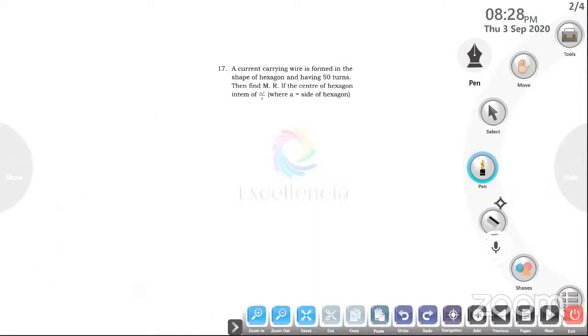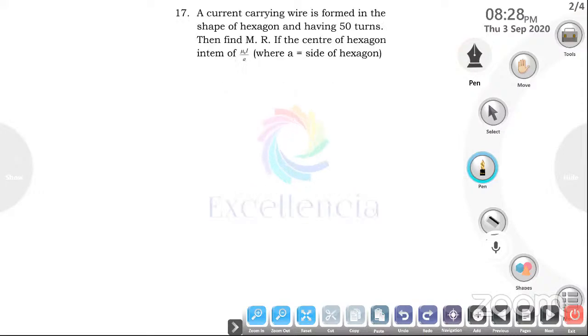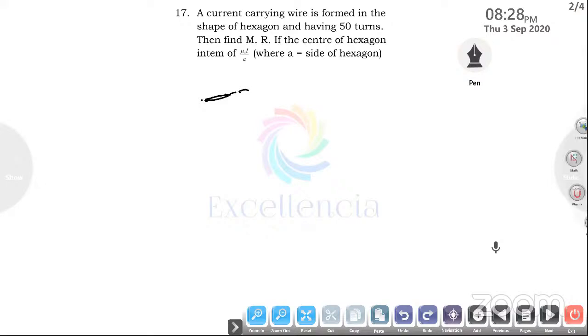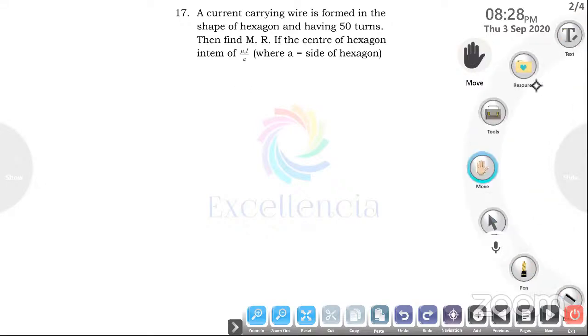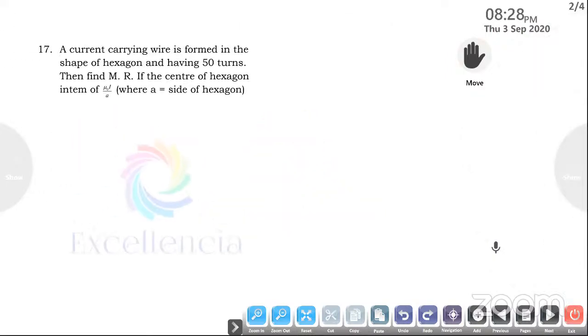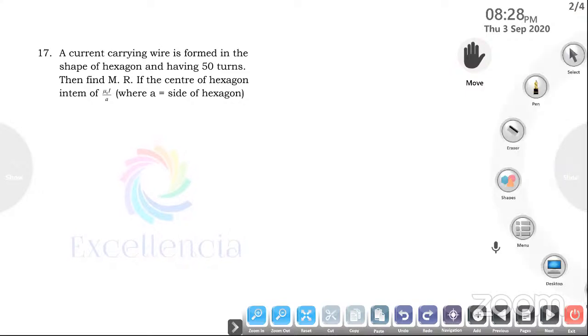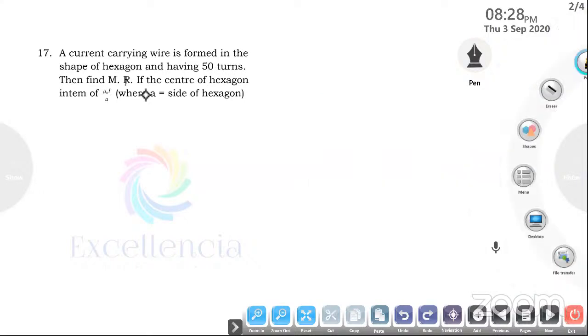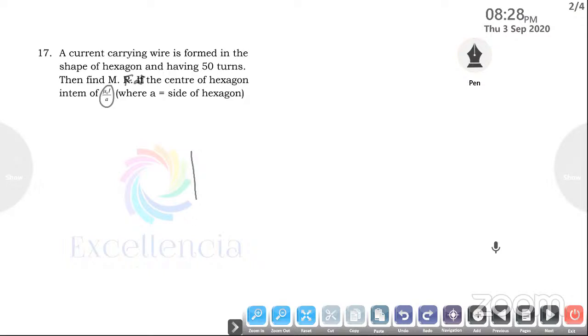Now the next is based on magnetostatics. A current carrying wire is formed in the shape of a hexagon having 50 turns. We have to find the magnetic field at the center of the hexagon in terms of mu naught I by A, where A is the side of the hexagon. So you can draw a hexagon here.